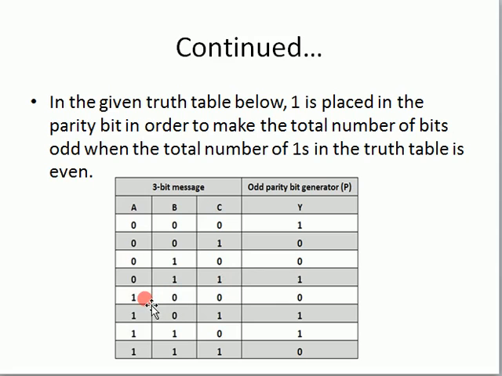In the next combination we have 1, 0, 0. Here is an odd number of ones, so at P it is 0. In the next combination we have 1, 0, 1. There is an even number of ones at the input side, so 1 here. In the next combination it is 1, 1, 0, again an even number of ones, so again we have 1 here. And in the last combination, 1, 1, 1, we have an odd number of ones, so the odd parity bit will be 0 here.